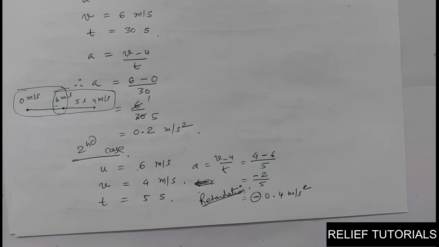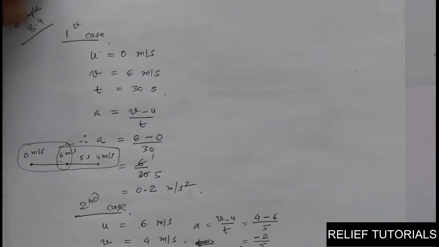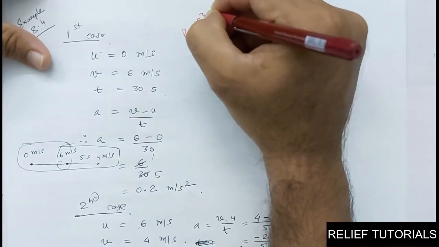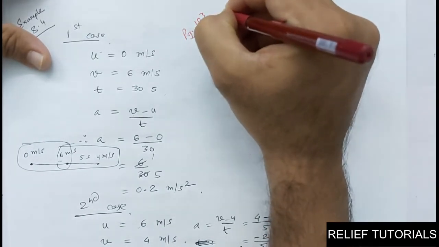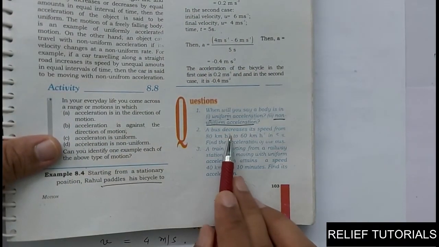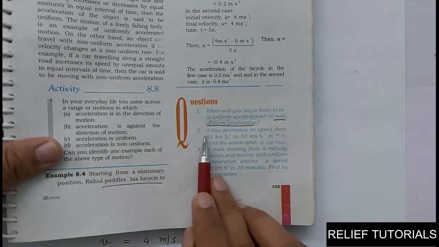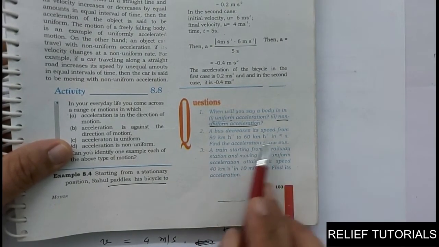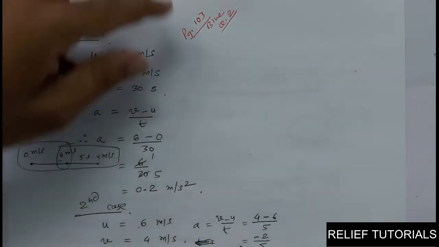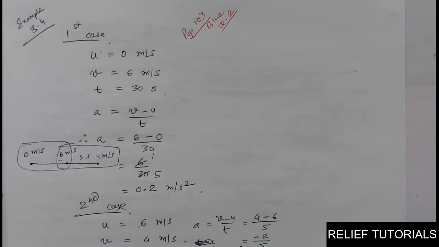Let us see some blue color questions given on page number 103. Blue color question number 1 we already discussed recently. Now blue color question number 2, page number 103. Look at this. A bus decreases, it's directly given, a bus decreases its speed from 80 km per hour to 60 km per hour. So the bus was initially traveling with 80 km per hour speed.